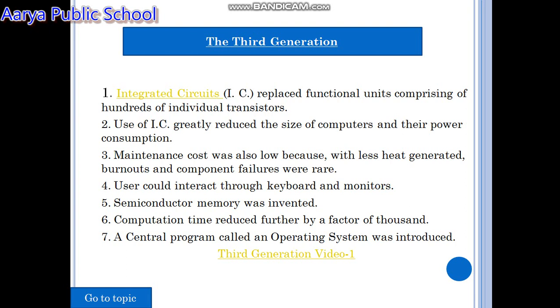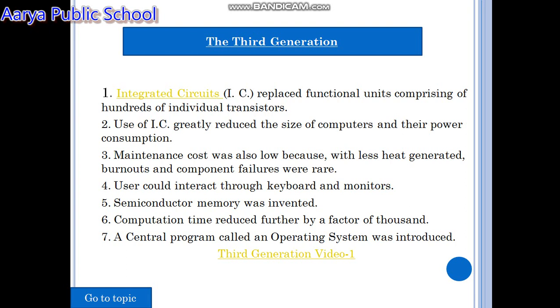Then fifth, semiconductor memory was introduced. In this third generation, semiconductor memory was introduced. You know that in the first generation drum memory was used, in the second generation magnetic core memory was used, and in the third generation semiconductor memory was invented.